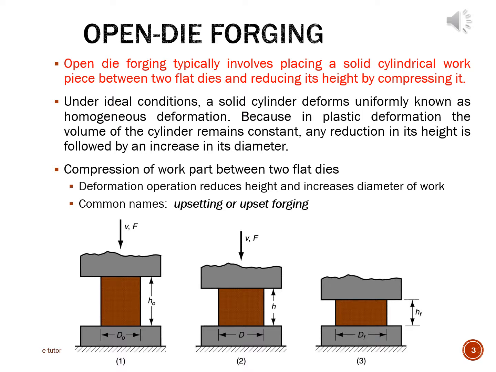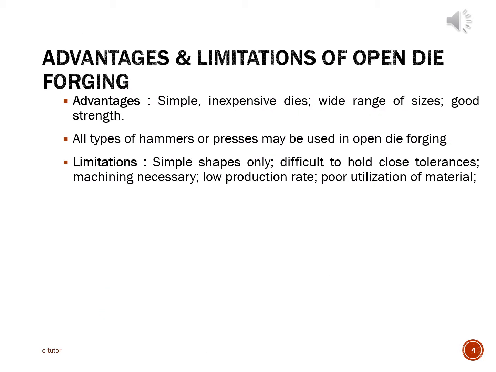Let's look at what is open die forging. Open die forging typically involves placing a solid cylindrical workpiece between two flat dies and reducing its height by compressing it. In the figure, we can see that there are two open dies and the cylindrical workpiece of H0 height is placed in between. A force F is applied and the height of the workpiece reduces. This is an example of open die forging.